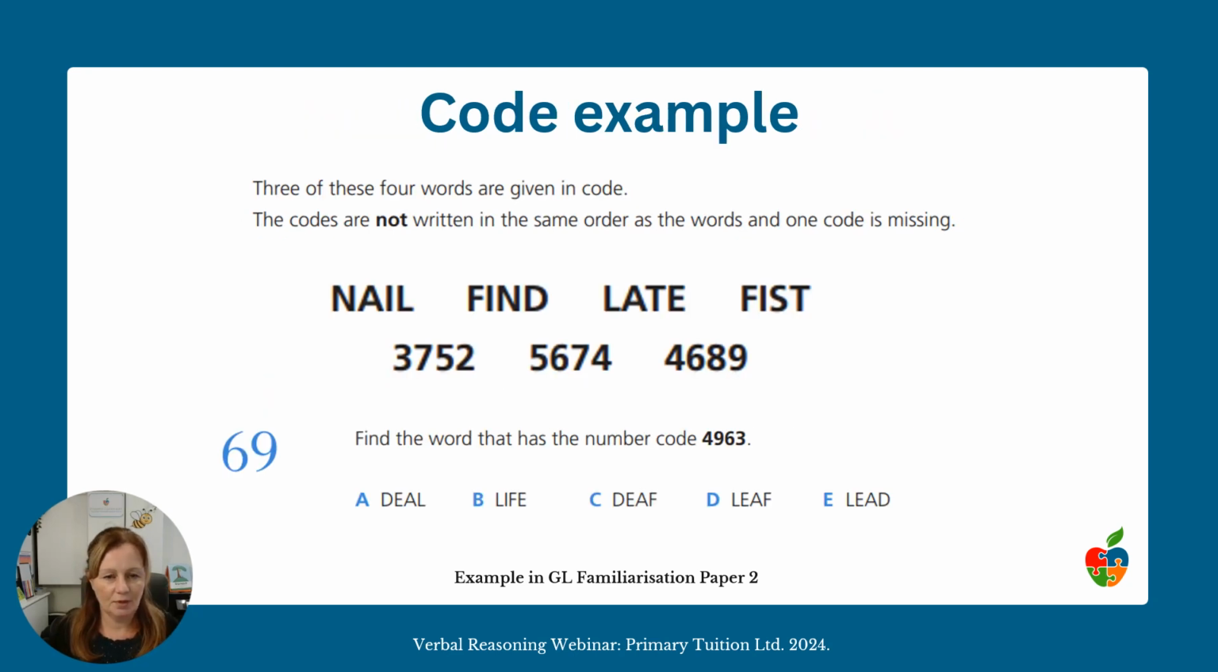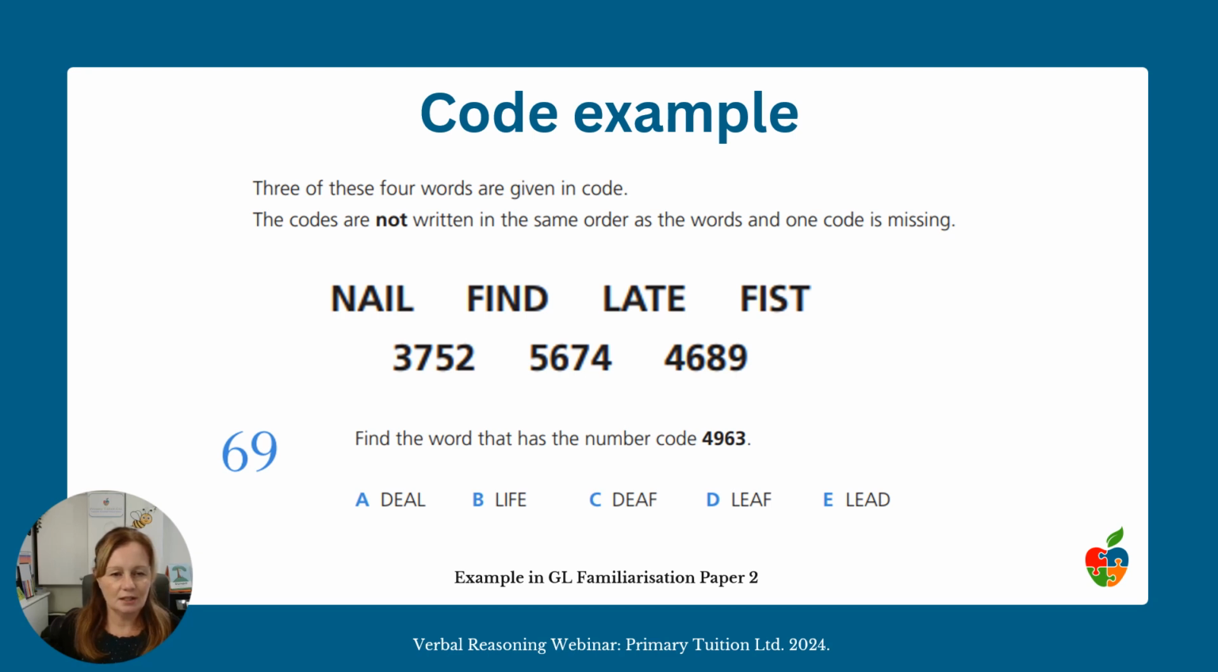This is an example of using codes. 3 of these 4 words are given in code. The codes are not written in the same order as the words and 1 code is missing. So the child is given the words nail, find, late and fist, all 4-letter words. And then they're given 3 number codes: 3752, 5674 and 4689. Those 3 codes only match 3 of those words, but which words do they match?